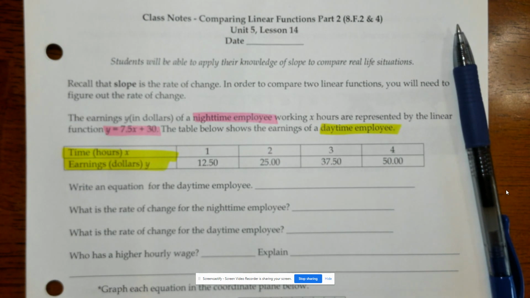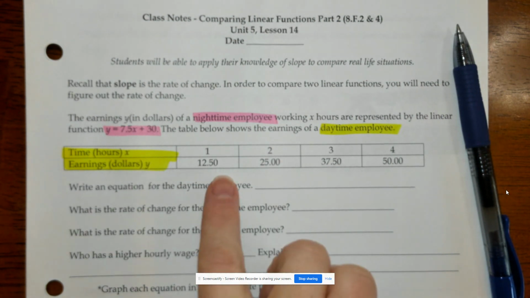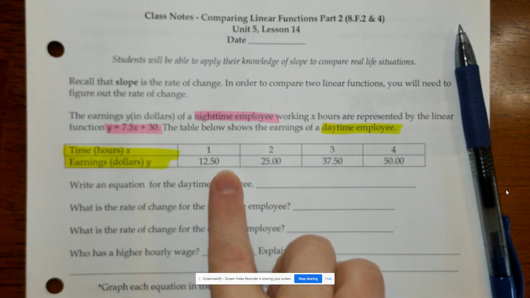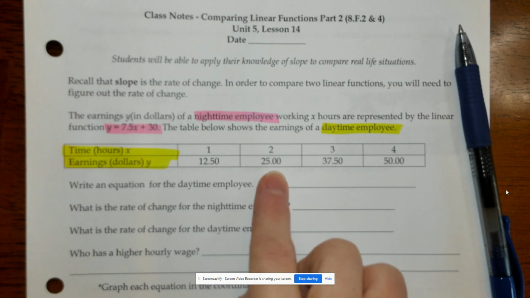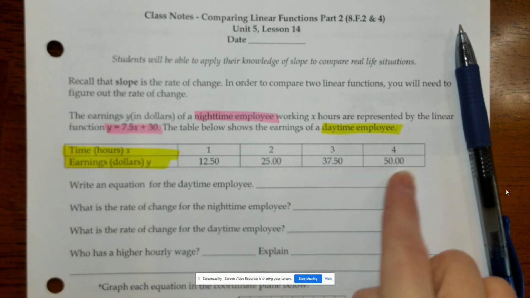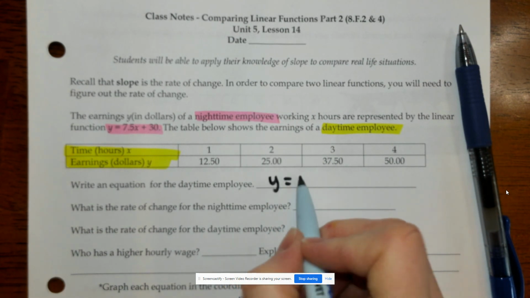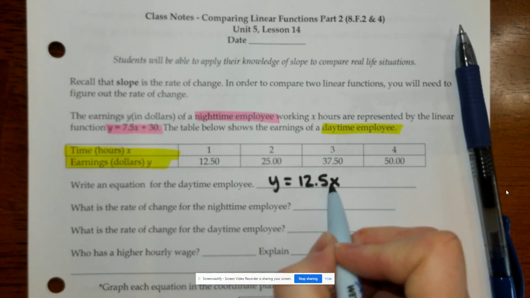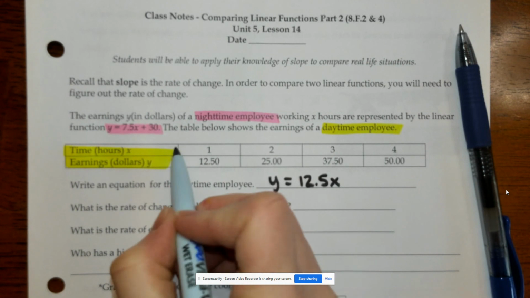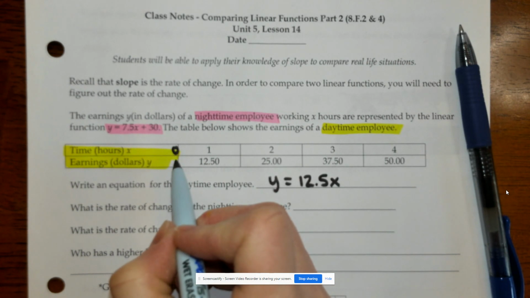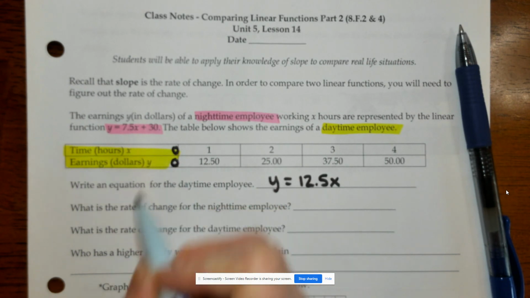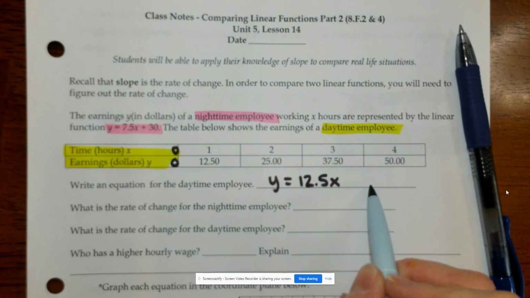Write an equation for the daytime employee. So the daytime employee, we've got to figure out how much they're making per hour. So $12.50 plus another $12.50 plus another $12.50 plus another $12.50. This person's making $12.50 an hour. So we're going to have Y equals 12.5x. And if we go back to 0, if they work 0 hours, it makes sense that they're earning $0. So we don't have to put plus 0, but this is going to be a direct variation.